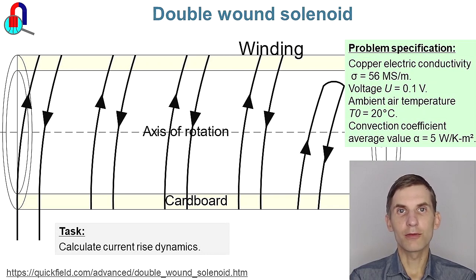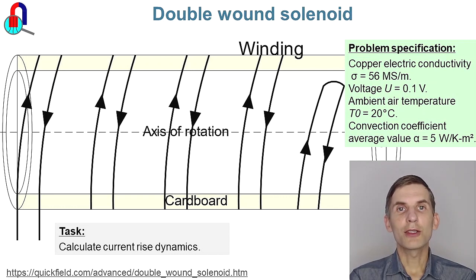Double wound solenoid. In this example, we simulate a special kind of solenoid. It is designed to feature a low value of inductance. It is more a resistor than an inductance. I am going to apply DC voltage, and my task is to measure the current versus time dependency. Also, I will calculate the resistance, the inductance, and the temperature rise.